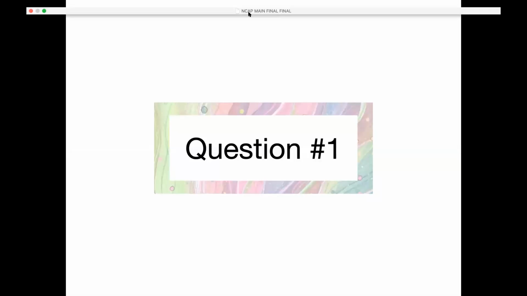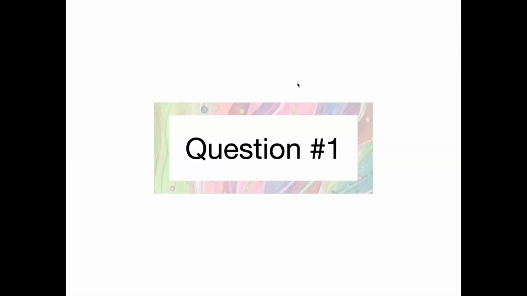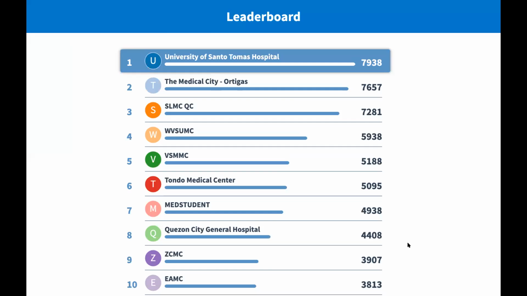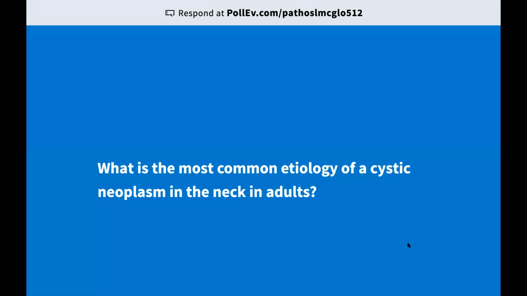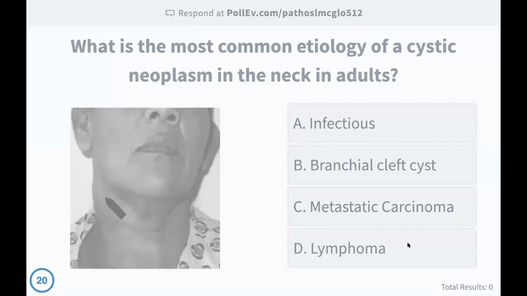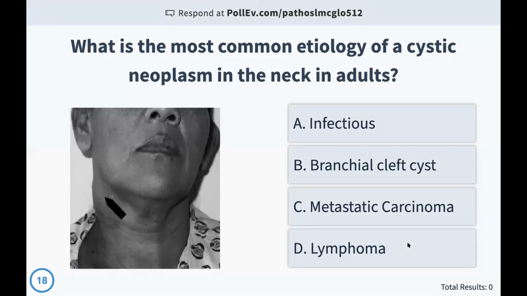So let's move to our first question. Okay, what is the most common etiology of a cystic neoplasm in the neck in adults? Is it A, infectious, B, a branchial cleft cyst, C, a metastatic carcinoma, or D, lymphoma?